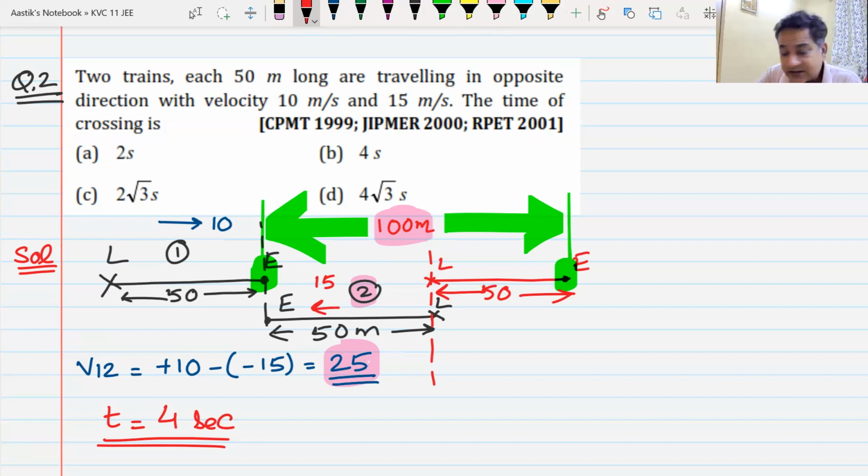Okay, do you understand this? Have you noted it down? Do you want me to solve one more question of this type? Okay.